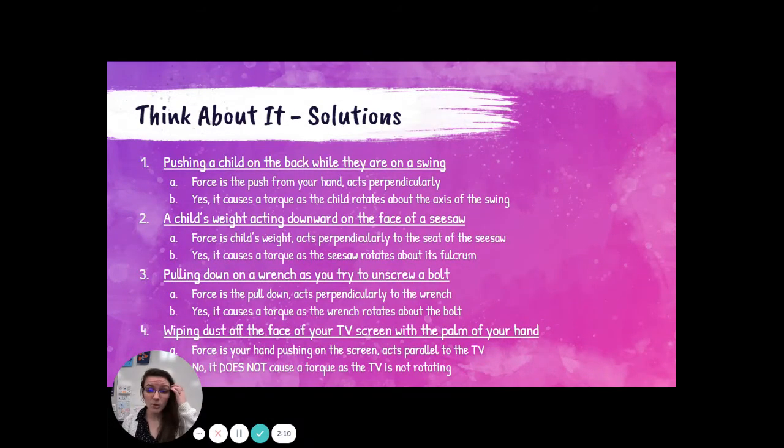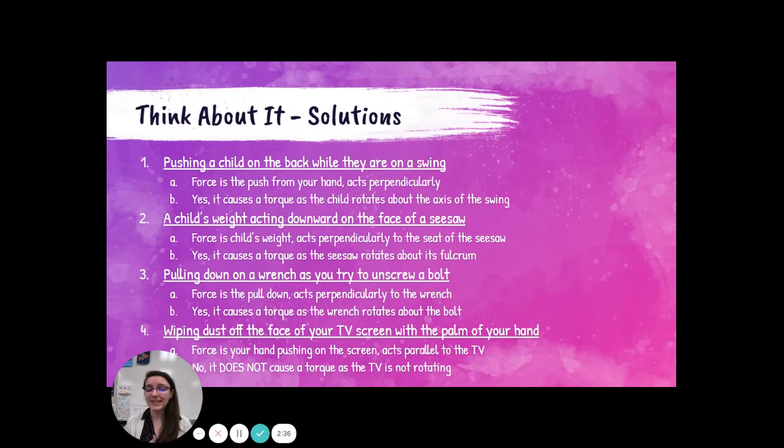On each of these situations, there is a force, so let's go through them one by one. In the first one, I am pushing a child on the back as they swing. The force is the push from my hand on the child, and it is perpendicular. The child's back and my force are perpendicular to each other, and it does cause a torque as the child rotates about the axis of the swing.